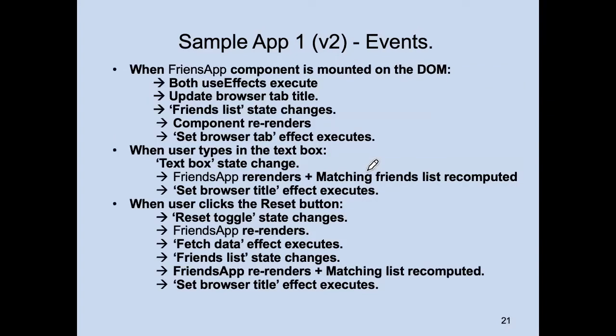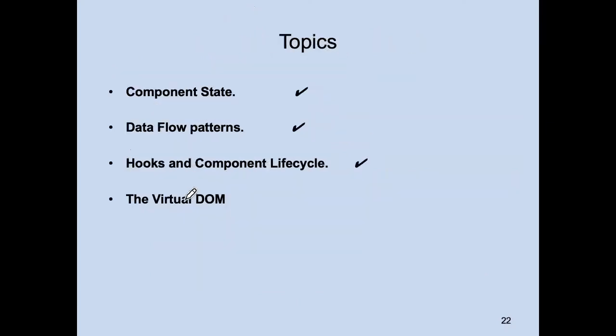Here, I'm just documenting, as best I can anyway, what happens, firstly, when the friends app mounts for the first time. Secondly, what happens when the user types something into the text box? And thirdly, what happens when the user clicks the reset button, in terms of when the useEffect hooks actually execute? So you need to play with that yourselves. So a lot there, but that was all about the second hook, the useEffect hook, and the component lifecycle. So you saw how the component's lifecycle was influenced by state variables changing and useEffects executing as well.